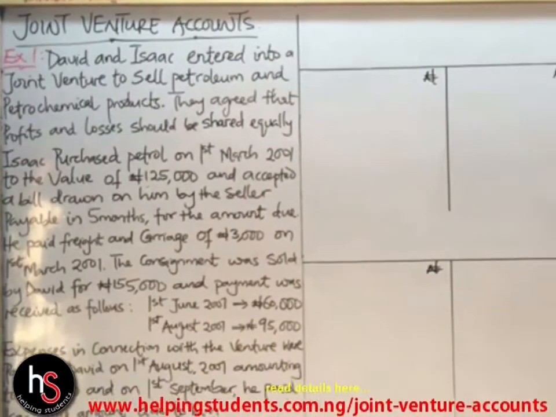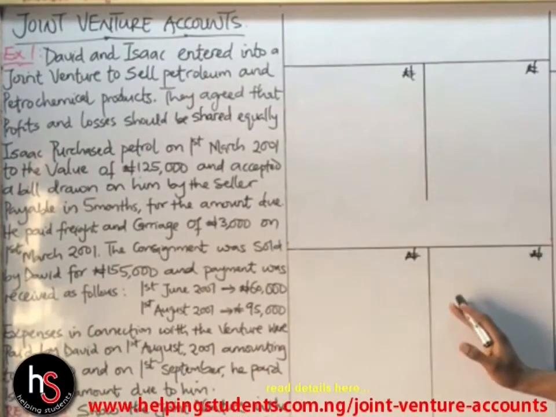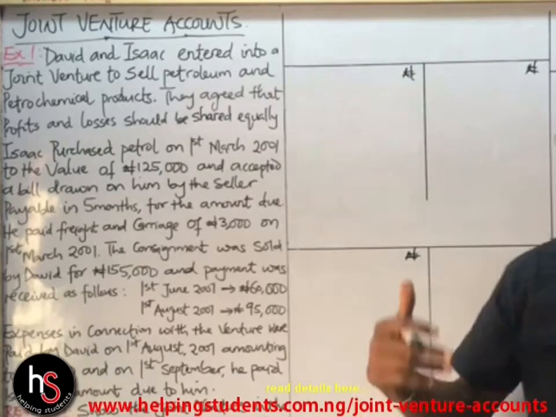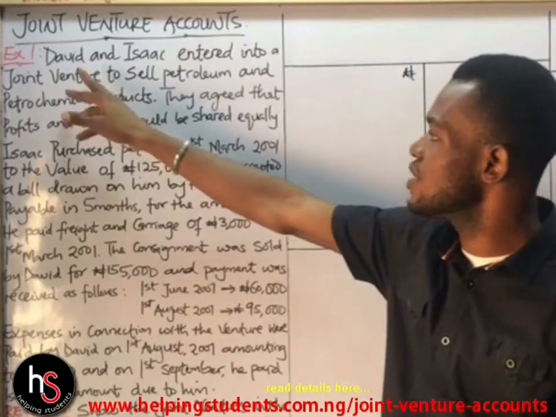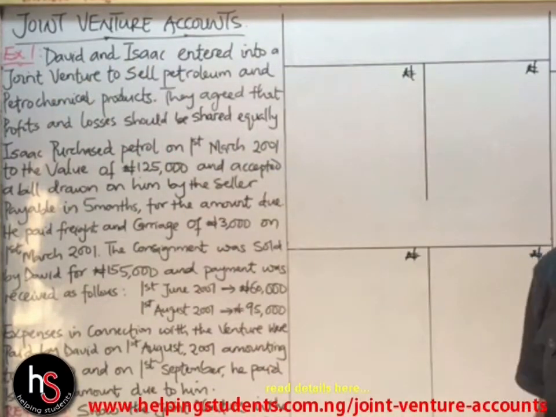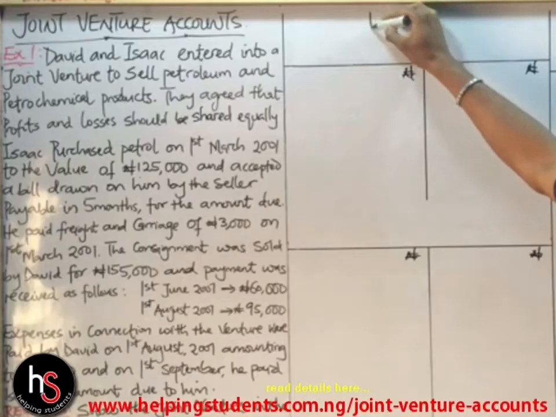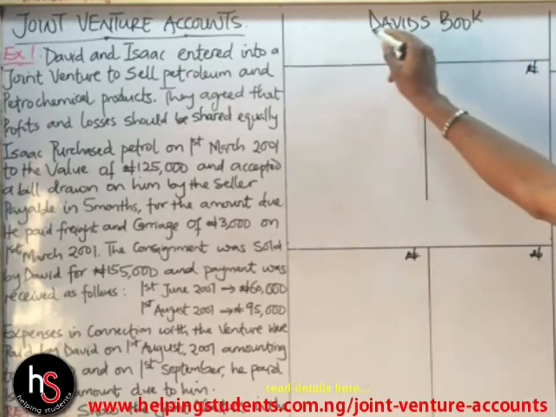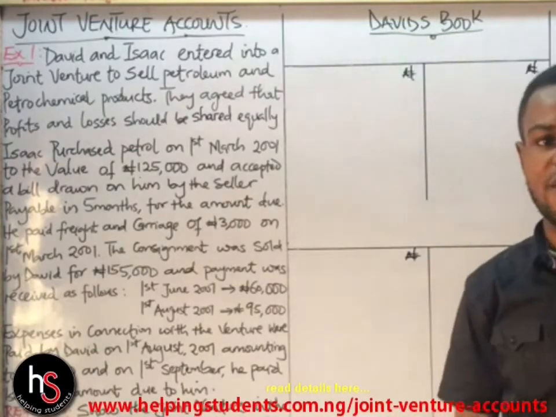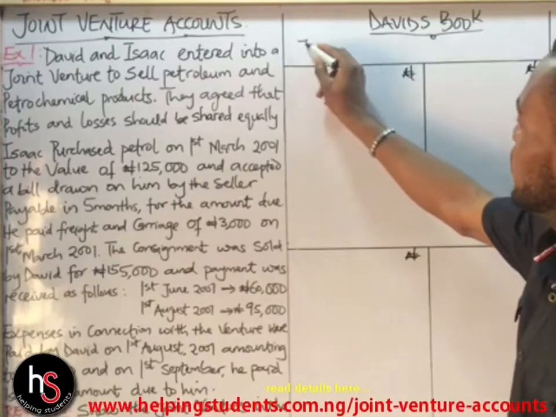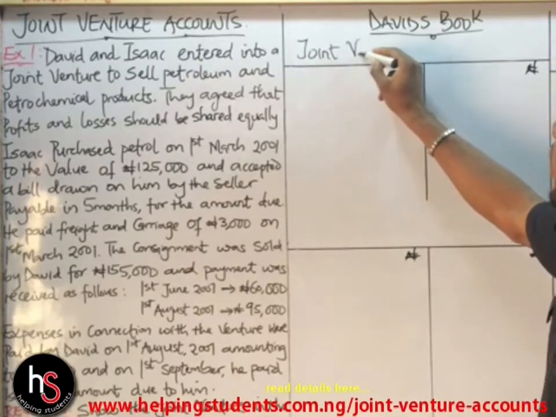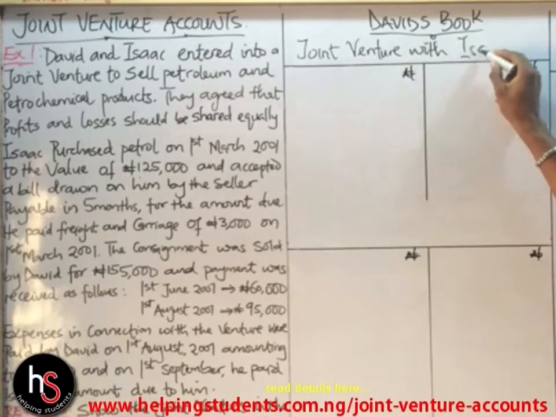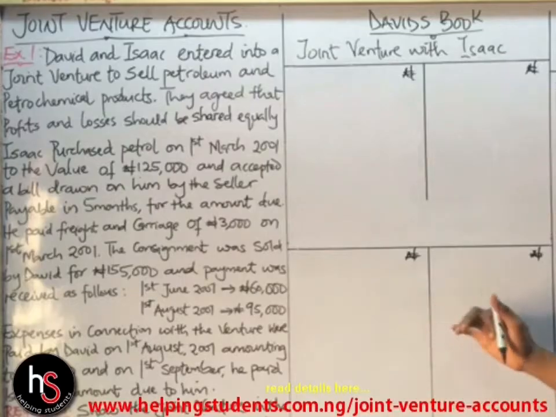David and Isaac. Now we'll have these two cash books, one for David and one for Isaac. But the title, how do we get to know what to write under the title? Since it has to do with David and Isaac, this first one will be David's book. Since the venture has to do with David and Isaac, you will write Joint venture with Isaac.